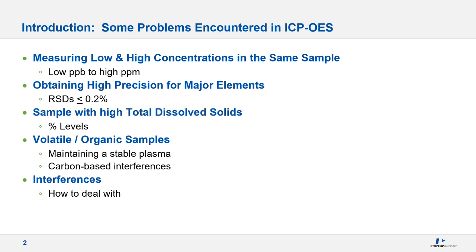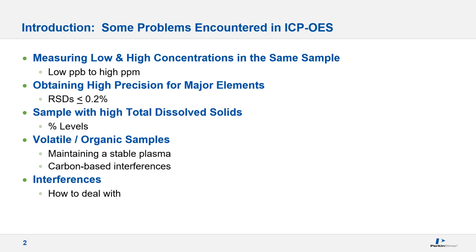So let's start by talking about some of the challenges which must be overcome in ICP-OES analysis. First, since ICP-OES has a wide dynamic range, there are applications which require both high and low concentrations to be measured in the same sample with the same method. These concentrations can range from low part per billion to high part per million. In other applications, there is need to measure high concentrations, but with very high precisions. RSDs of less than 0.2% are required. While ICP-OES is easily capable of attaining RSDs under 1%, RSDs of less than 0.2% are challenging, but it is possible with the right method conditions.